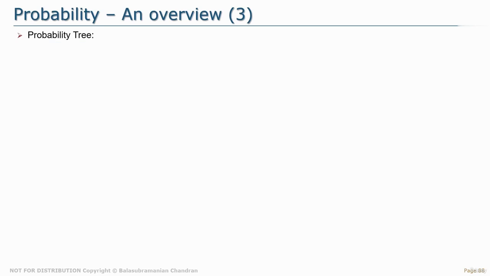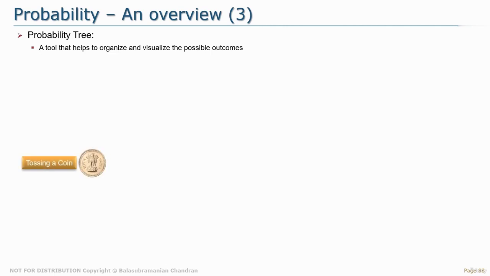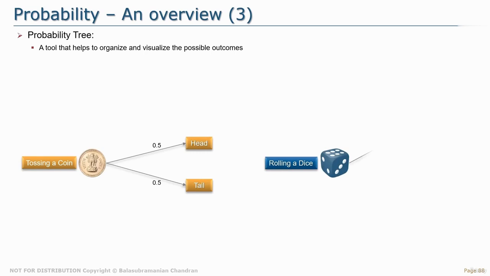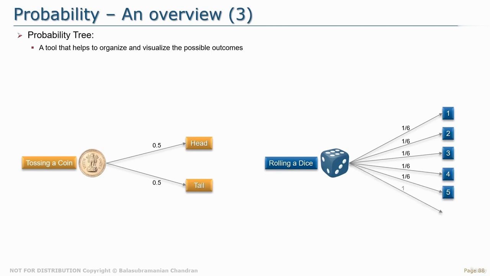What is a probability tree? A probability tree is a tool that helps to organize and visualize the possible outcomes. Let's see a couple of probability trees with illustrations. When we toss a coin, we have a half chance of getting a head and half chance of getting a tail. When we roll a dice, we have 1/6 of a chance of getting any number from 1 to 6.